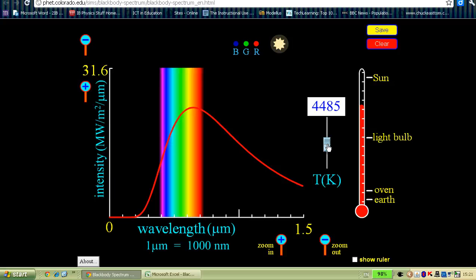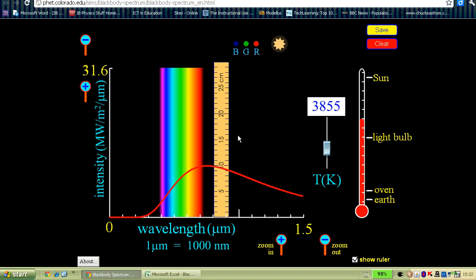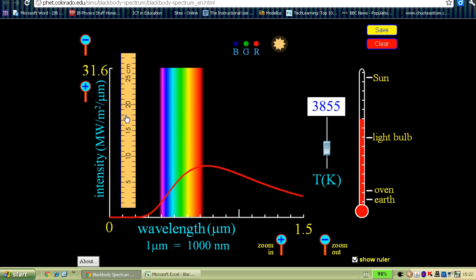For this activity, students are going to collect data to prove what's called the Stefan-Boltzmann constant, and also Wien's displacement law. For the Stefan-Boltzmann constant, students are going to change the temperature and measure intensity values and collect values for intensity. To do this, we select the ruler.